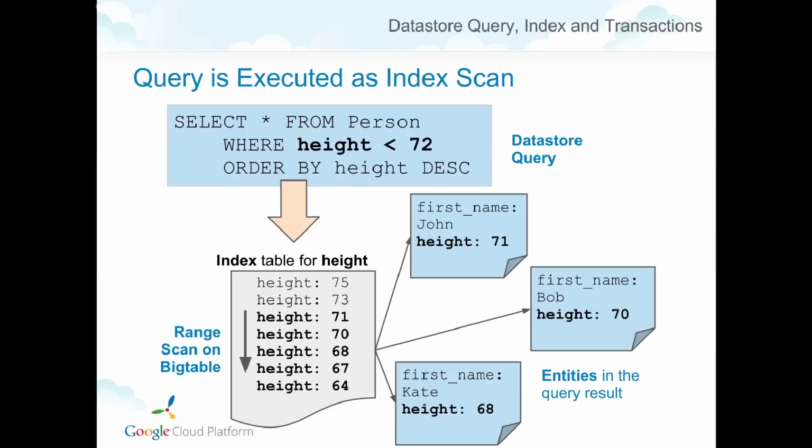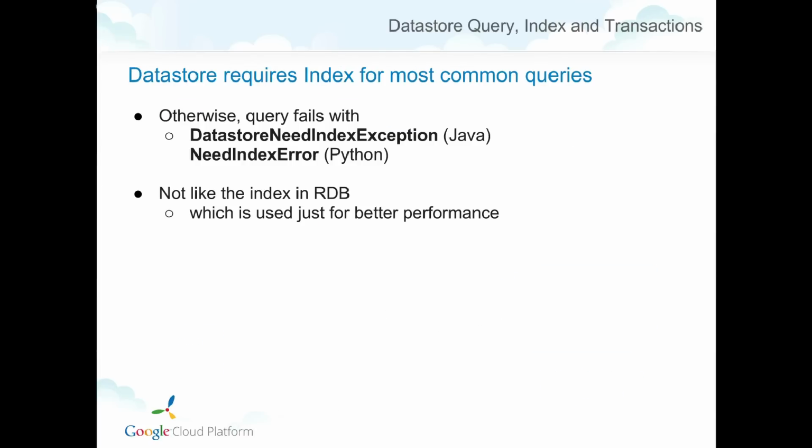This is how Datastore makes queries so scalable. Without any index table, most queries on Datastore are built through exception, or you get an error. But this is quite different from traditional indexing in a traditional database. In relational databases, you might want to add an index just for performance. If you don't have any performance issues, like if you have just 100 rows in a table, then you don't have to put any index on the table. You can still run a query without having any index.